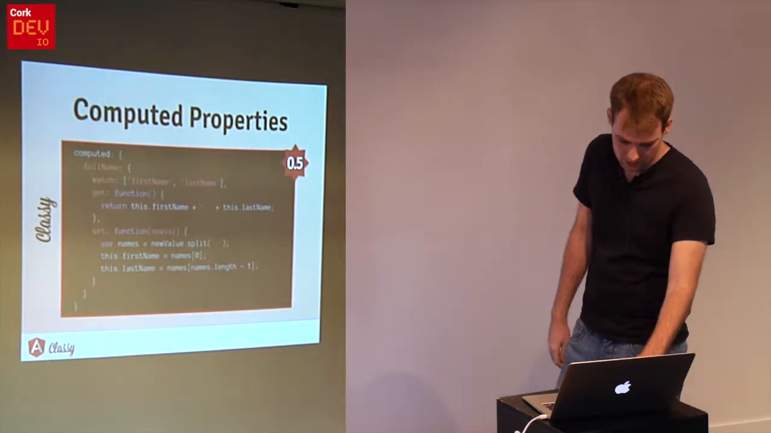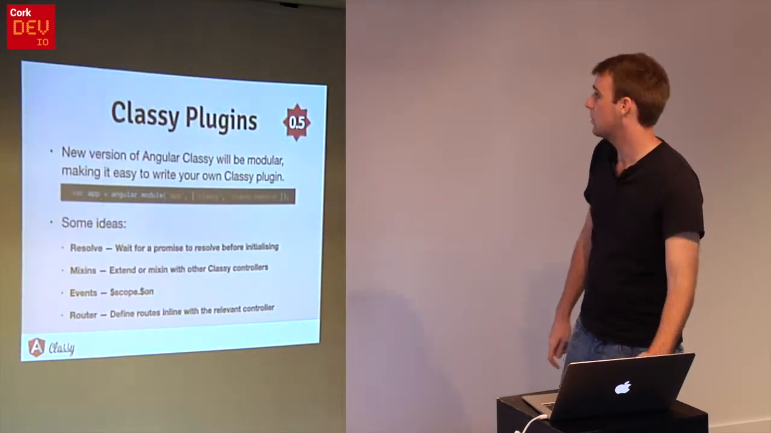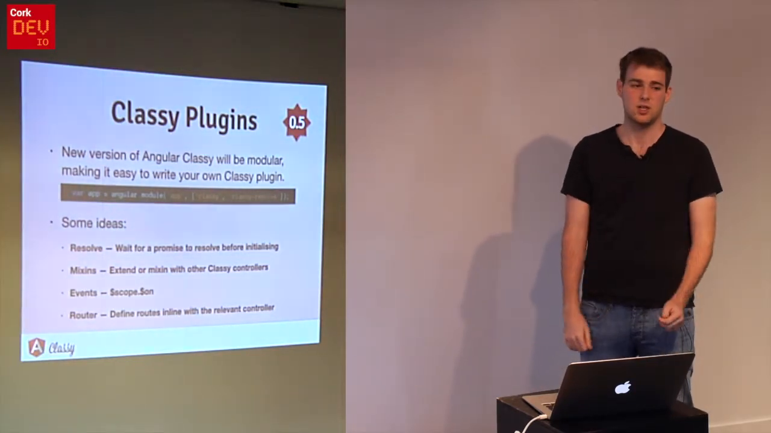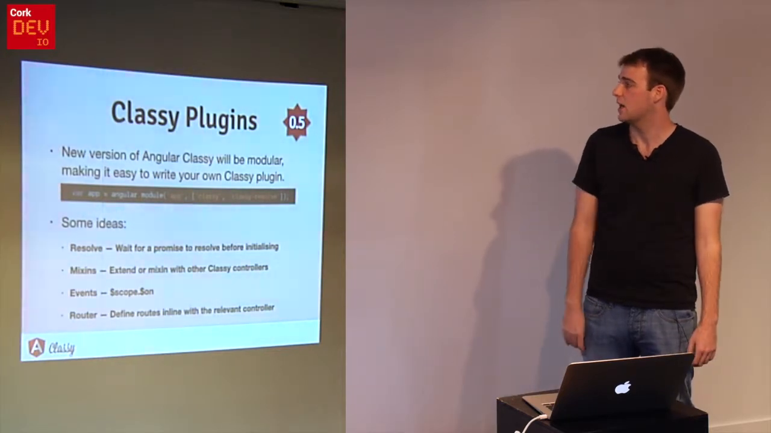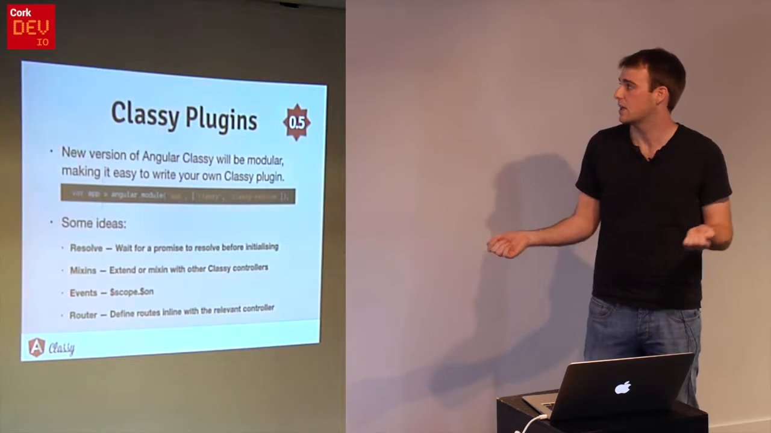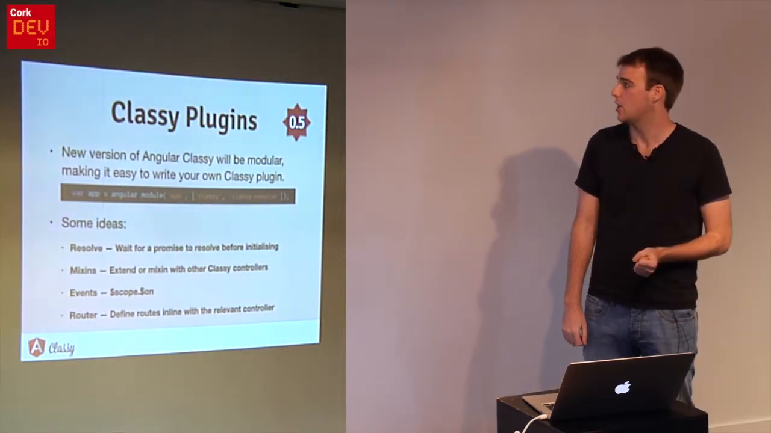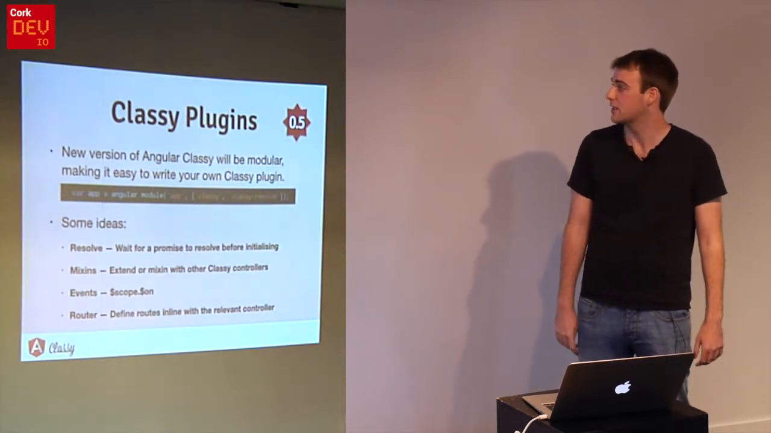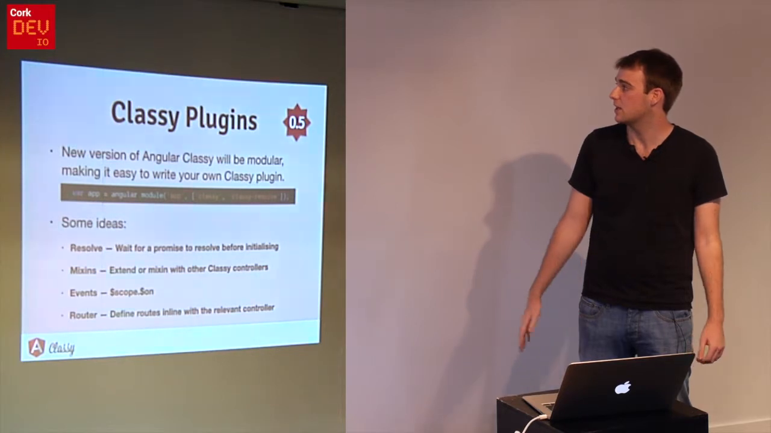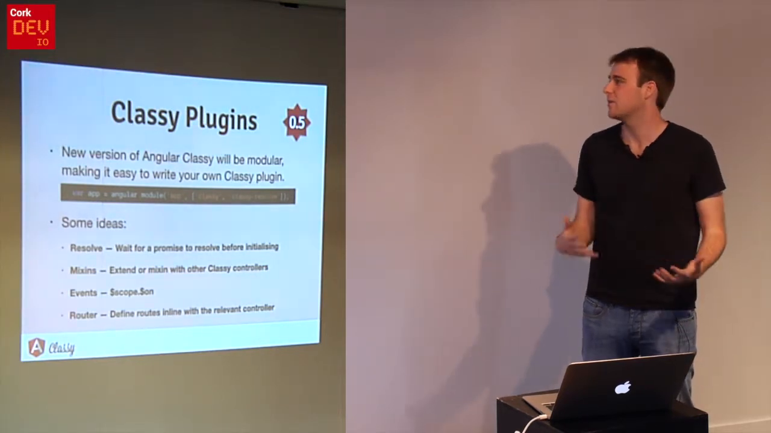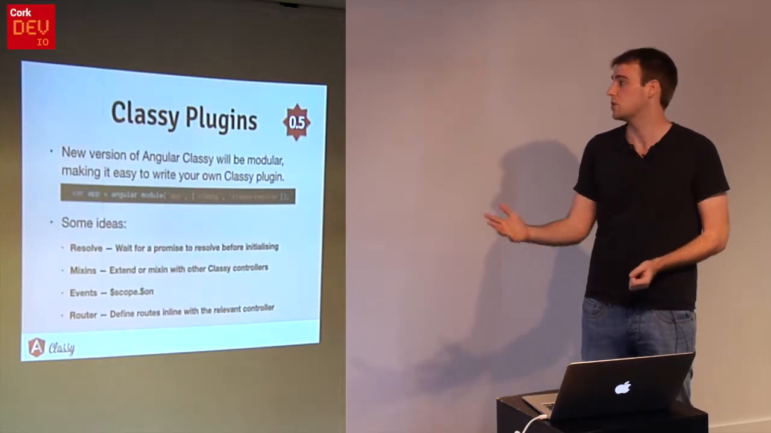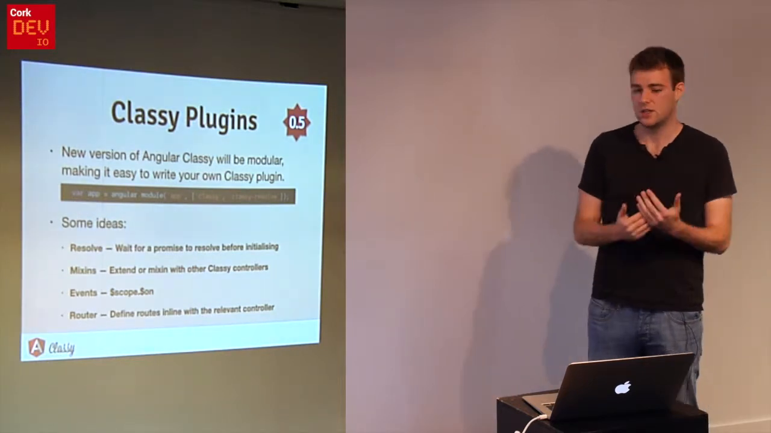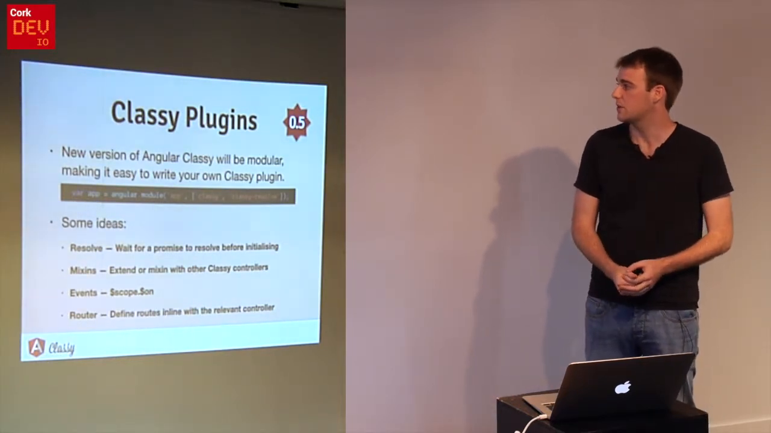So that's computed properties. Another thing coming in 0.5, and you can actually use this now if you go onto the Angular Classy GitHub repo and go to the develop branch, it's in there already, is plugins. This means you can create your own plugins, or like I'll probably be the one creating my own plugins for myself, but that's fine. The idea is that you can create your own API and go down the route you want, and figure out what works best for you, what kind of APIs you like.